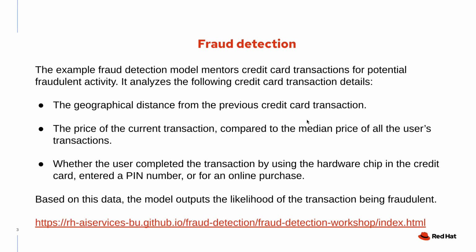A simple introduction about the fraud detection. The fraud detection is an AI model. It analyzes the credit card transactions data, including the geography, distances, the price, whether the user completed the transaction by using the hardware chip or entered a PIN number or an offline purchase. By analyzing such data, it will tell the users whether a credit card transaction is fraud or not. For more information, you can click this workshop for the details.